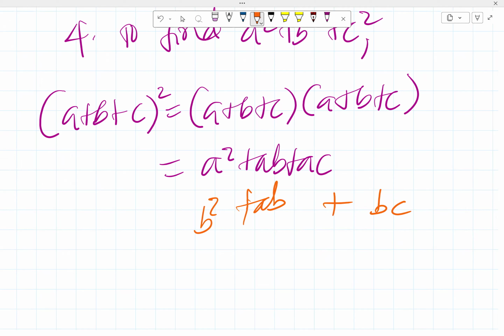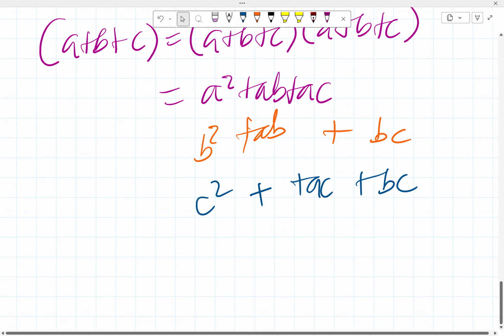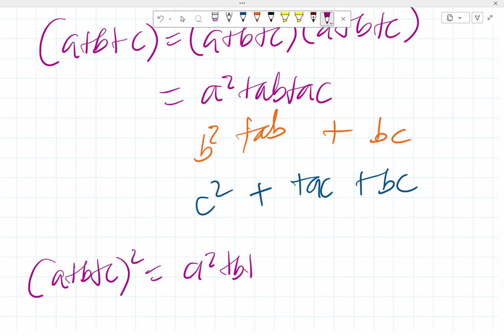Then I have C times A is AC. C times B is BC. Then C times C is C squared, like that. So we can then say that A plus B plus C all squared is equal to A squared plus B squared plus C squared, which we are really looking for.